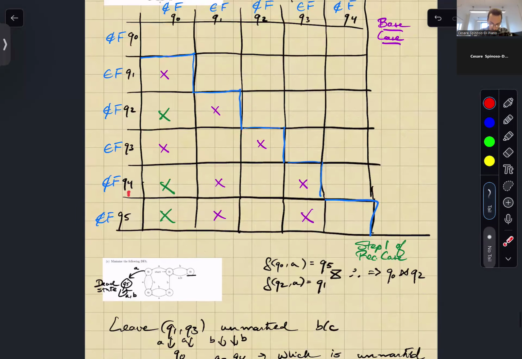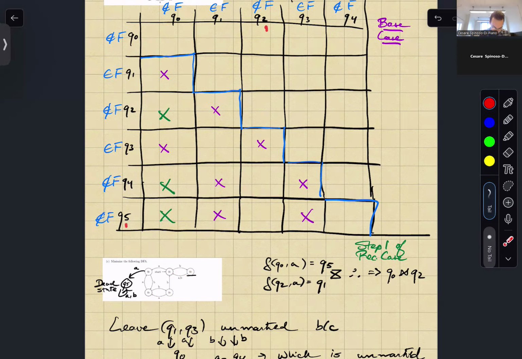What about Q4 and Q2? So Q4 and Q2, it's actually going to be the same deal. So Q4 with an A and Q2 with an A, you go to Q1, Q3. So that's still unmarked. And Q4 with a B, Q2 with a B, that goes to Q1, so the same state. So that means that, again, I don't have any evidence to mark this, right?